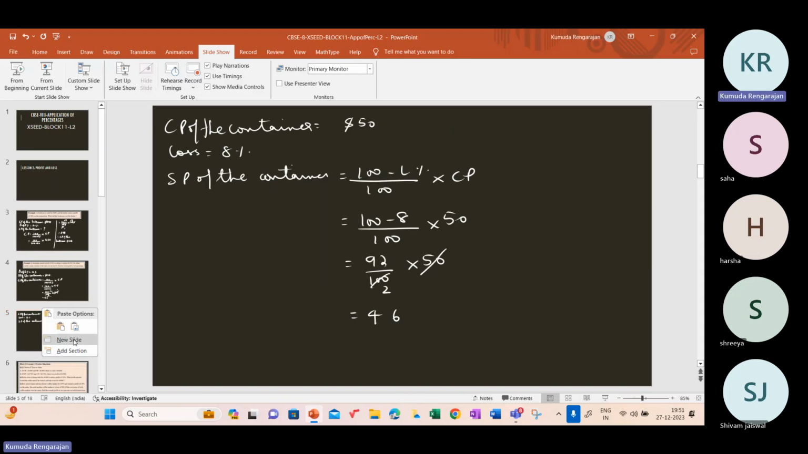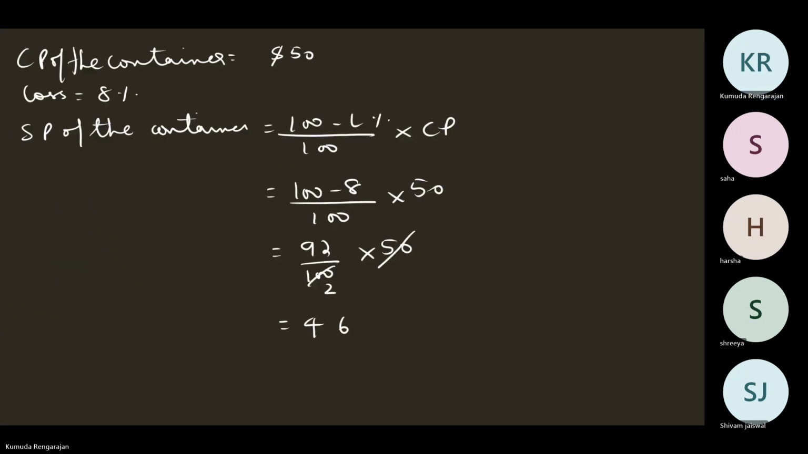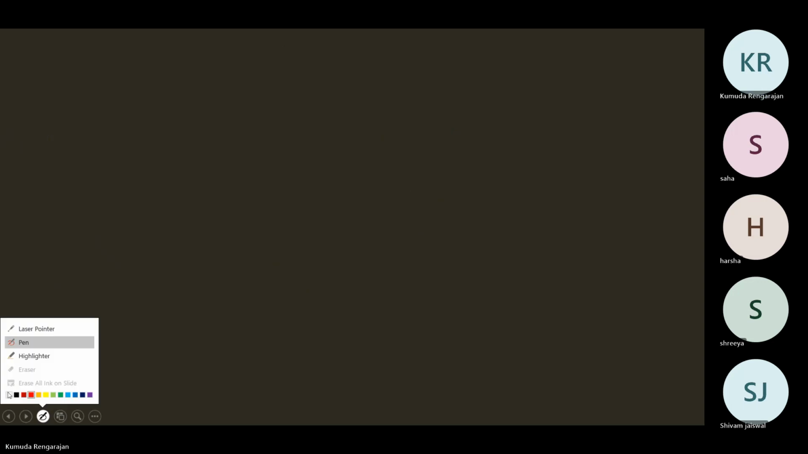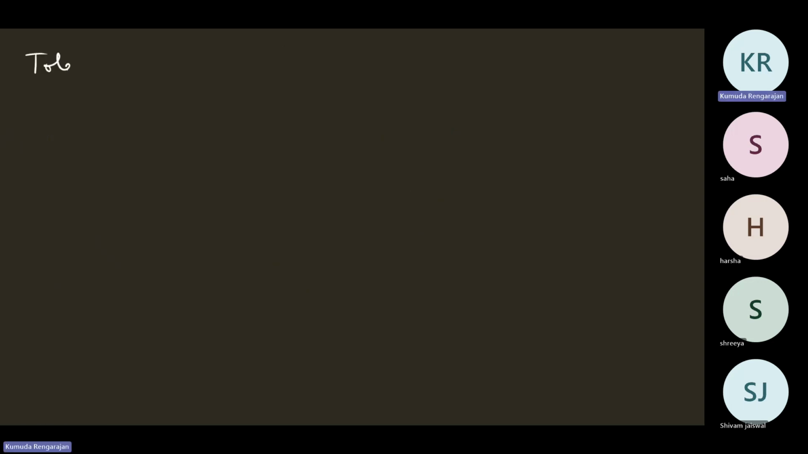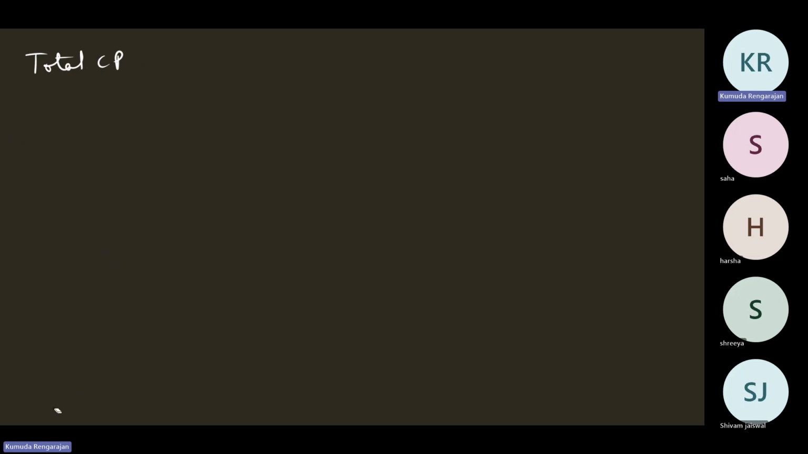For that, you'll have to find the total CP and the total SP. So what's the total CP? Total CP of 2 containers, because 2 containers are sold, right? It is 50 plus 50, that is 100 rupees.